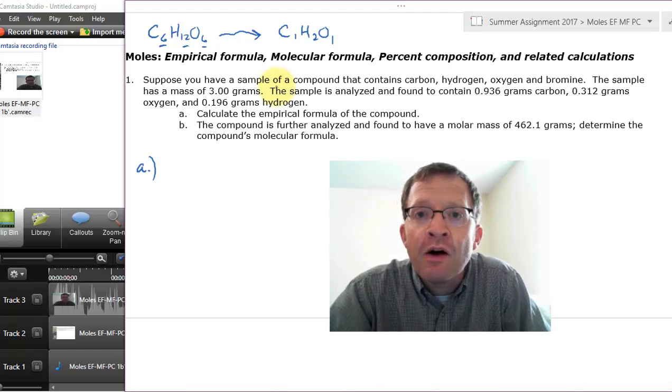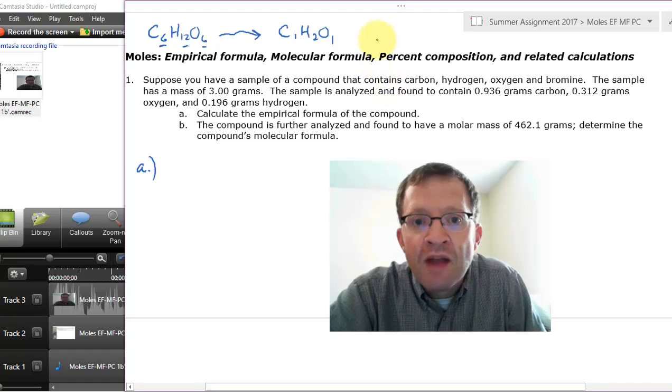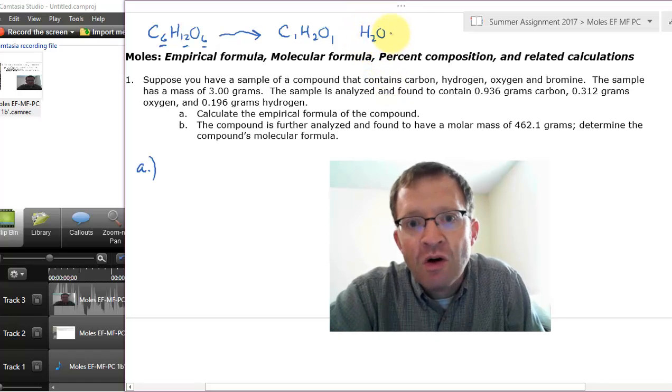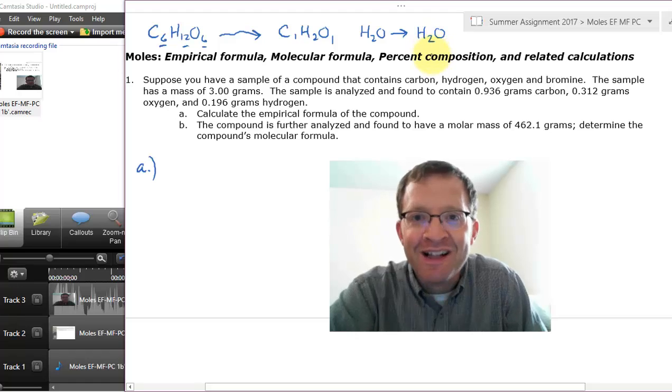And so being able to figure out the empirical formula for a compound is a pretty simple idea. There are plenty of compounds that don't have any way of being simplified. So for example, water, H2O, you can't simplify that anymore. It's H2O. It's a 2 to 1 ratio. You can't simplify it because there's a 1 in there, and that's as simple as it gets.